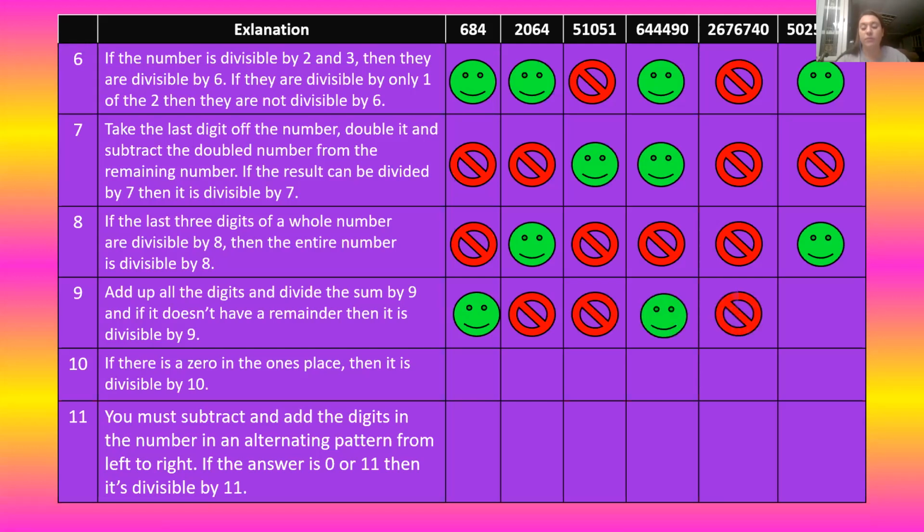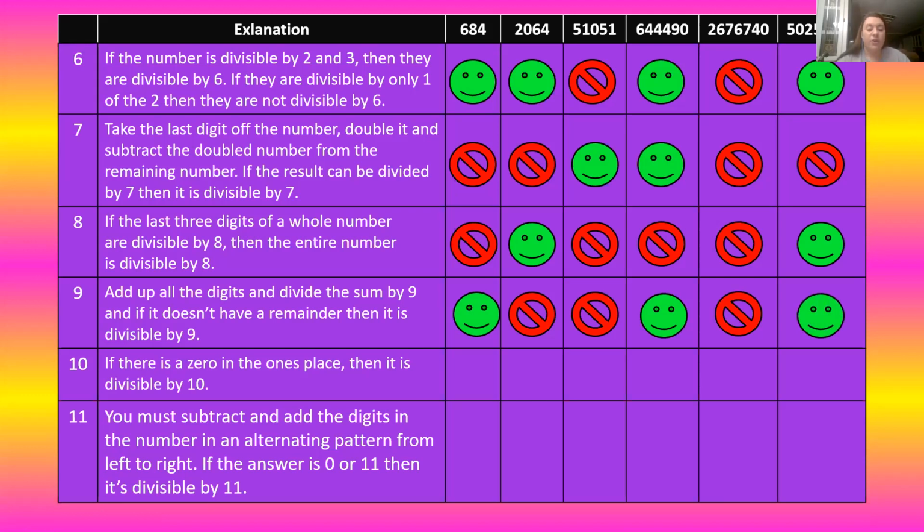Oops. Well, now we know that 2,676,740 added all up together divided by 9 gives you a remainder, so that won't work. So now our 50,250,520, which is 5 plus 2 plus 5 plus 5 plus 2 plus 8, gives you 27. 27 divided by 9 is 3. So now on to the easiest one of all.